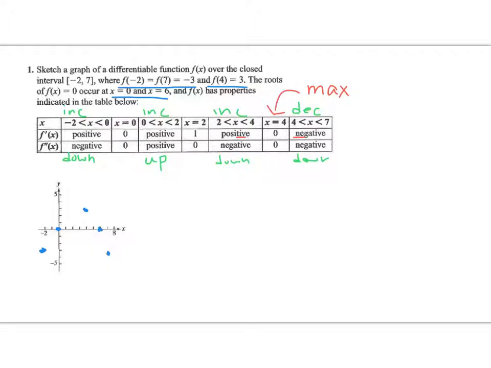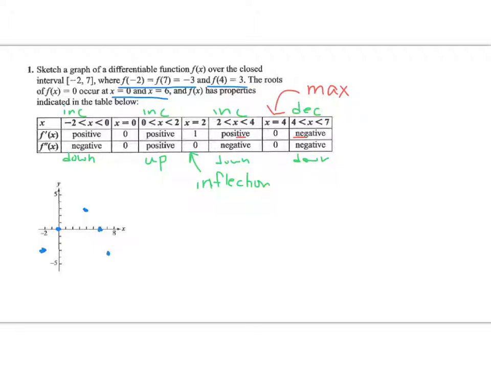So at x equals 0, we see that the slope is 0, first derivative is 0, second derivative is 0. At x equals 2, the first derivative is positive, but f double prime of x is 0. So this tells me this is an inflection point. And I also know it's an inflection point because the concavity is changing.